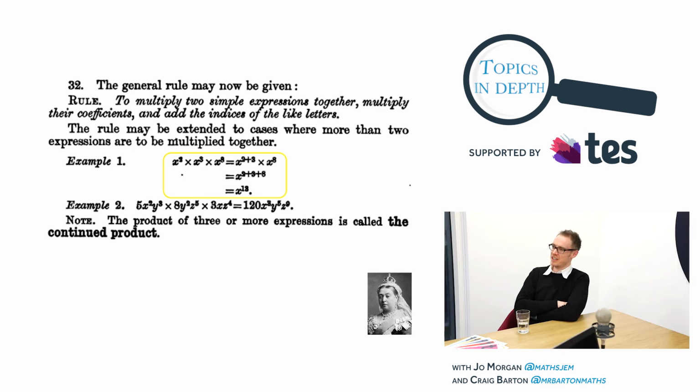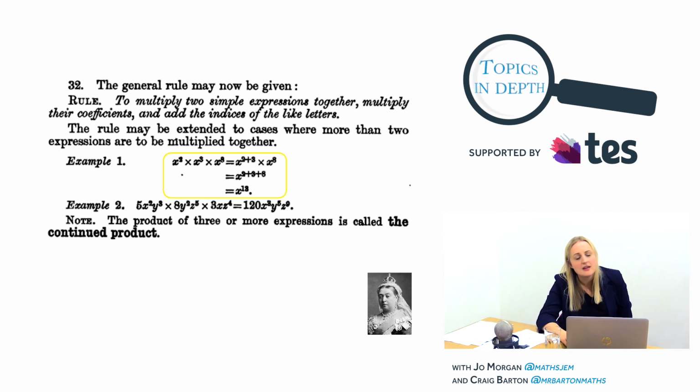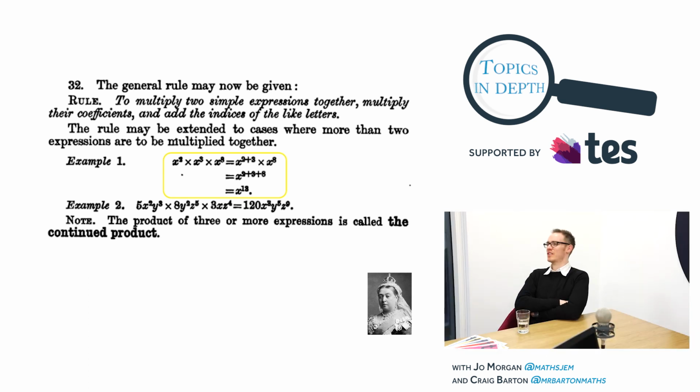And what are they chatting about here? It's called the continued product. We don't call it that anymore. There's a lot of vocabulary that's died out. It's just the product of 3 or more expressions, and actually they used that quite a lot, and these things just disappear. Really odd. Interesting.